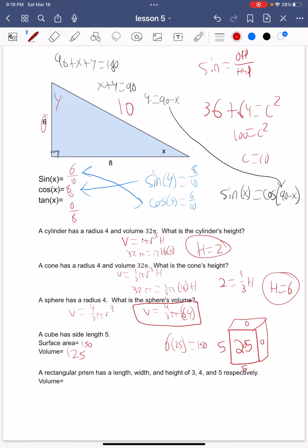A rectangular prism has length, width, and height 3, 4, and 5 respectively. What is the volume? We know that volume equals length times width times height. So volume equals 3 times 4 times 5, which is 3 times 20, which is 60.